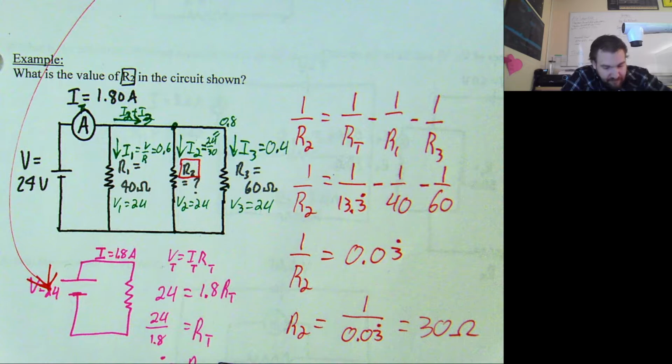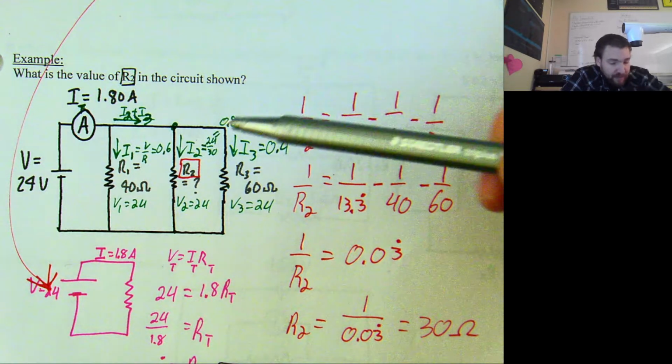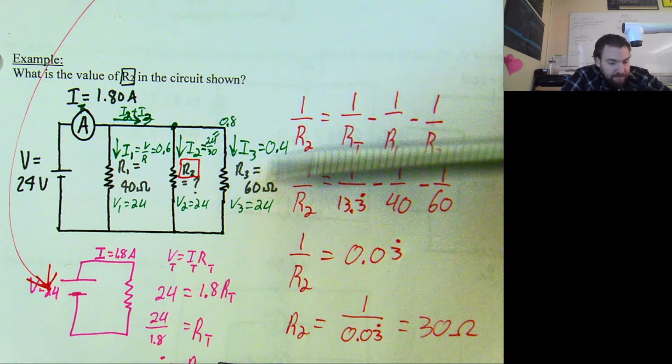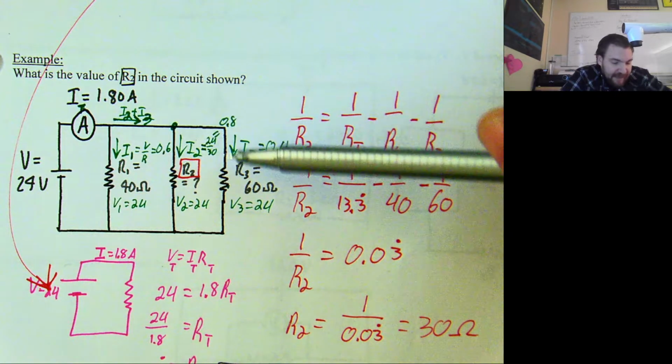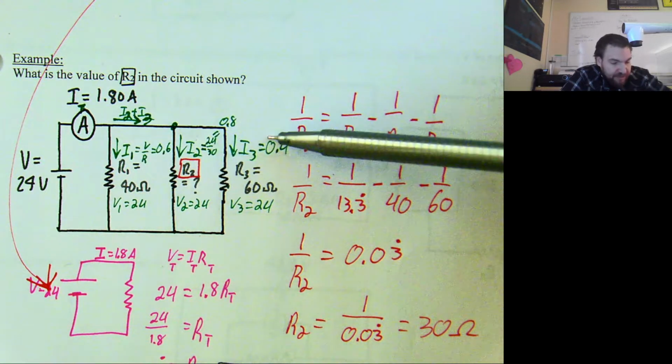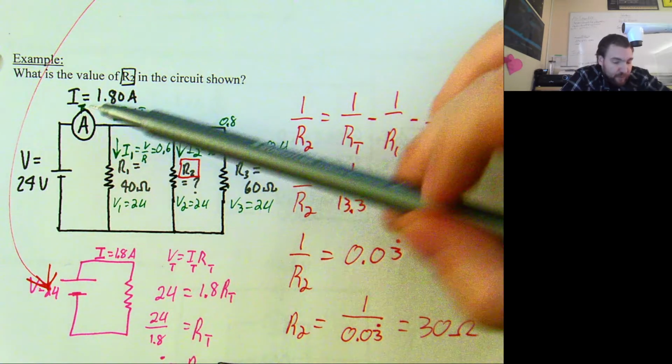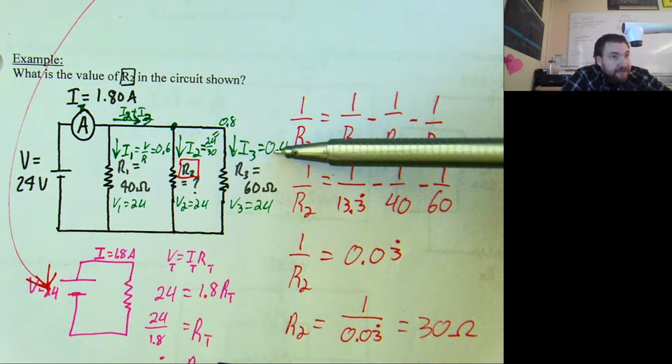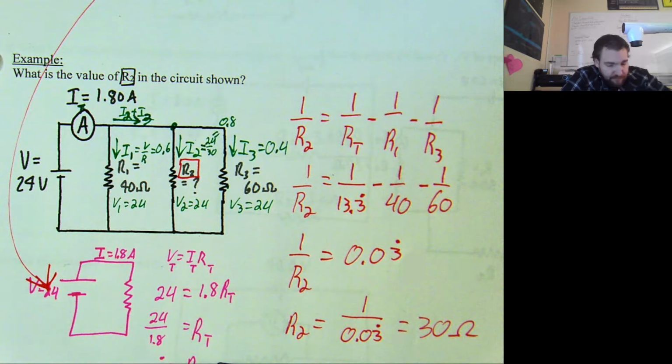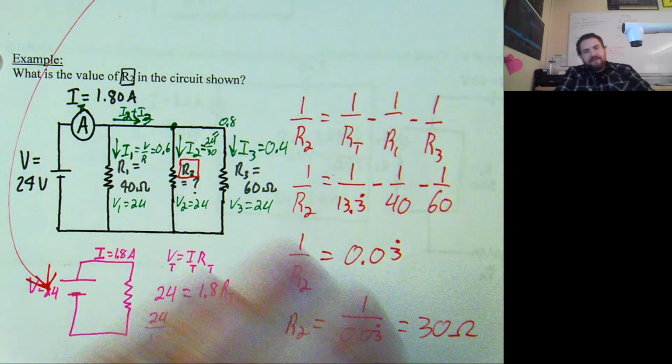What is 24 over 60? 0.4. So it doesn't matter how we do it. We can use I equals V over R, or we can use the fact that the sum of these three currents has to equal my total current. Once we find 2, we can subtract to find the third. Relatively straightforward, yes? Okay, flip page.